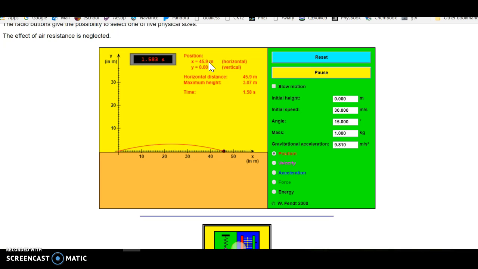The reason that you get a little bit shorter range on this particular simulation is because it's setting gravitational acceleration to be 9.81. So if we reset this and change it to just 9.80, we can see if that makes a difference. Let's see, start. Gives you about the same answer. You can also see here in the middle of the screen, it tells you the maximum height, 3.08 meters. Again, that's very close to the 3.1 that we got, just within the margin of rounding.